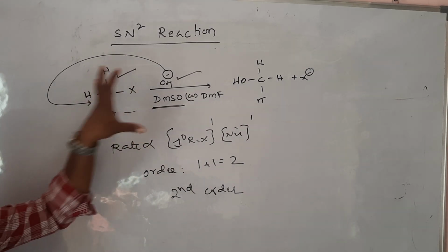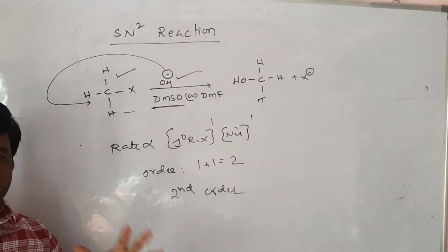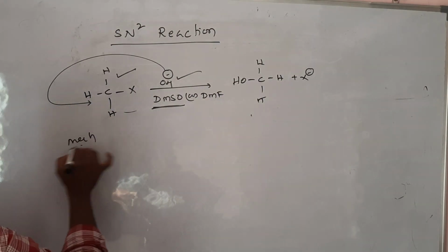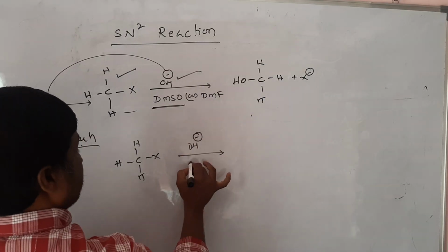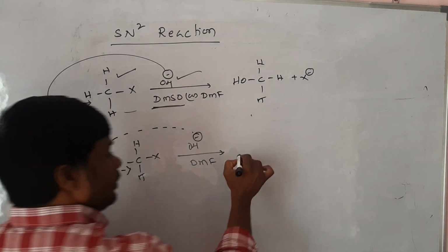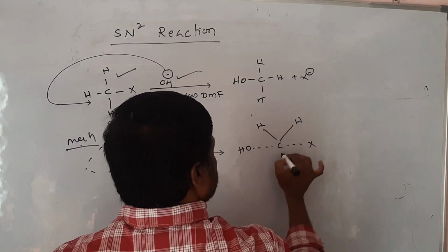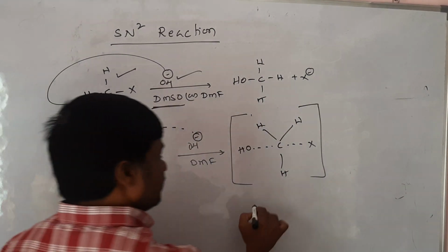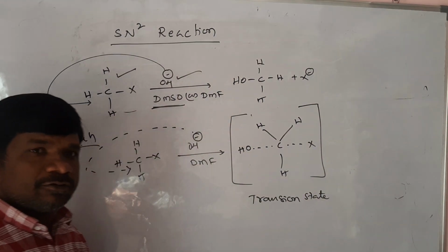Now we discuss the mechanism. After that we will discuss the reactivity order. So first I will discuss the mechanism. Here we have H3C-X, with OH minus as the nucleophile and DMF as the solvent. It always attacks from the complete backside. Here we get HO, C, X with three H's. You always have to write the transition state in square brackets. This is what we call the transition state.